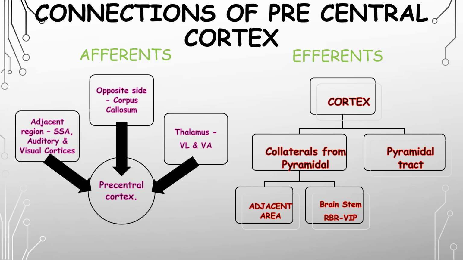And the collaterals from the pyramidal tracts go to the basal ganglia and red nucleus, reticular substance of the brainstem, vestibular nuclei, and some fibers go to the pontine nuclei and also to the inferior olivary nuclei.